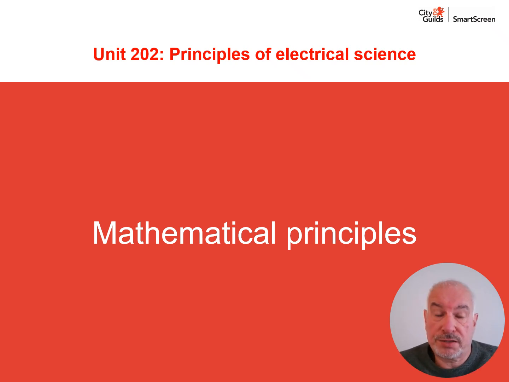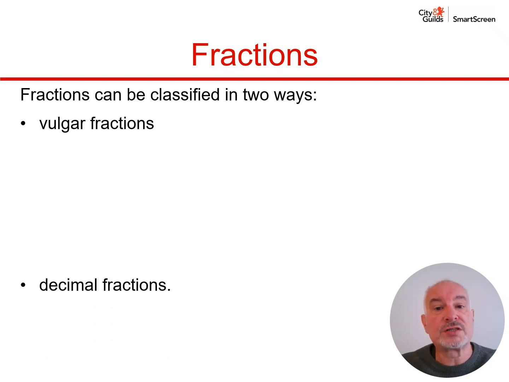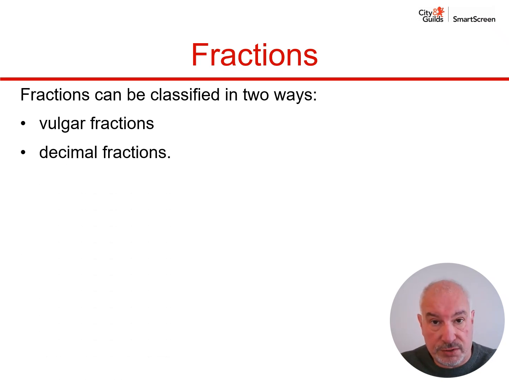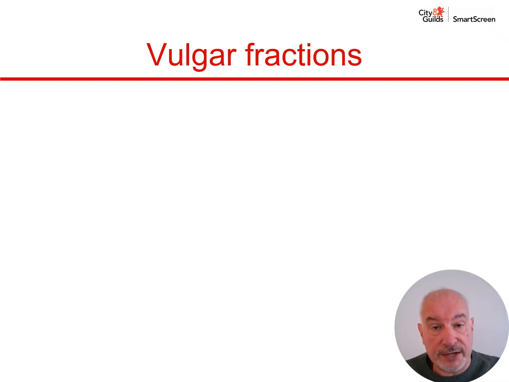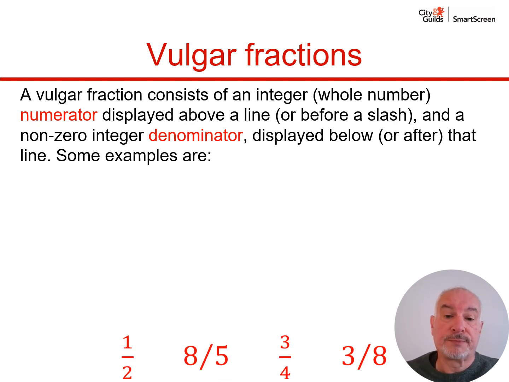We're now looking at the subject of mathematical principles, and we're going to begin with fractions. Fractions can be divided into two broad classifications. We have vulgar fractions and decimal fractions. Vulgar fractions. A vulgar fraction has a number above the line, that's called the numerator, and a number below the line, that's called a denominator.